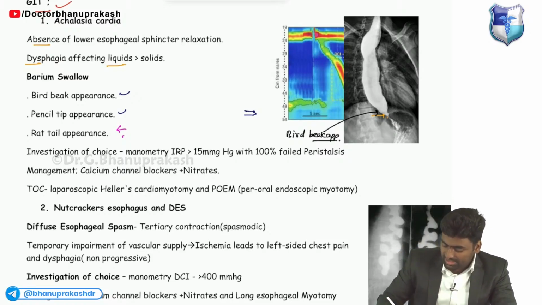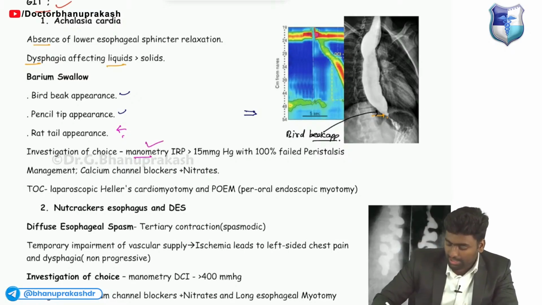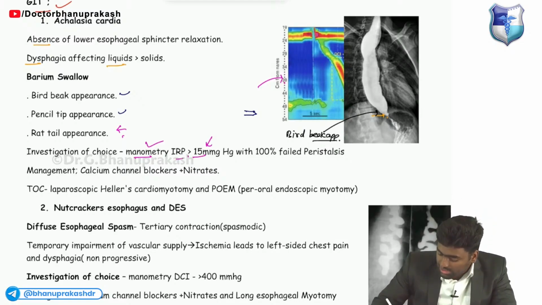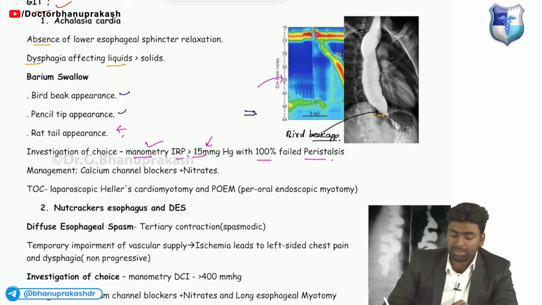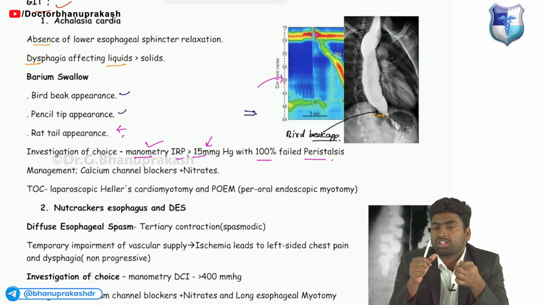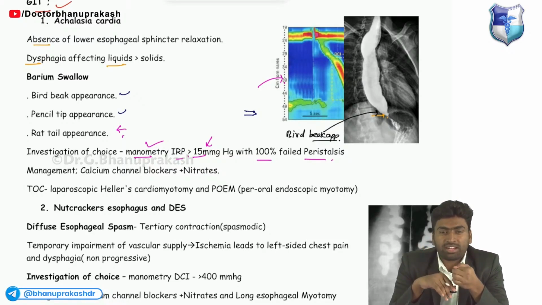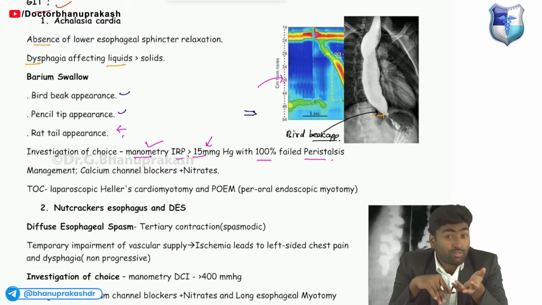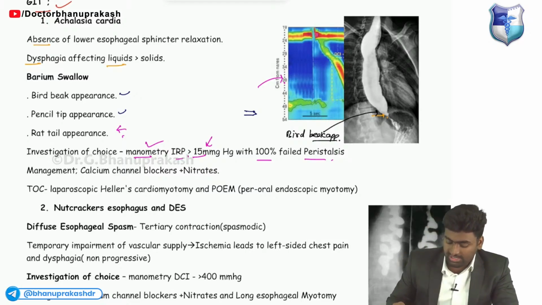The investigation of choice is manometry. In manometry, the relaxation pressure will be more than 55 mmHg, along with failed peristalsis, meaning there will be no peristalsis, and the pressure is high. Because of this increased pressure, the lower esophageal sphincter won't open. As it won't open, this leads to achalasia cardia.